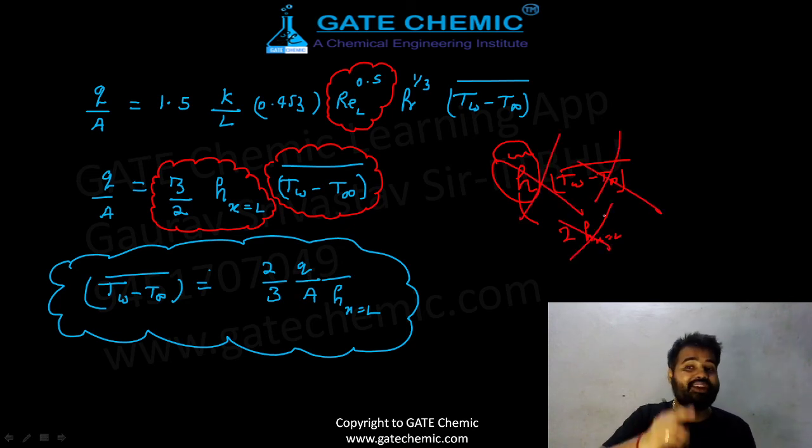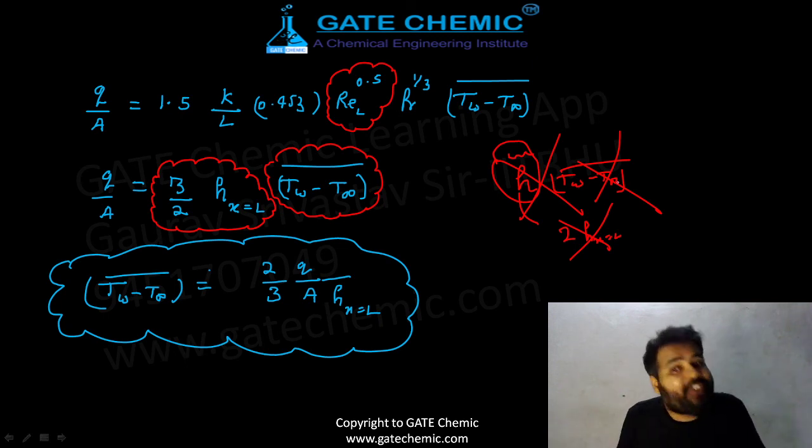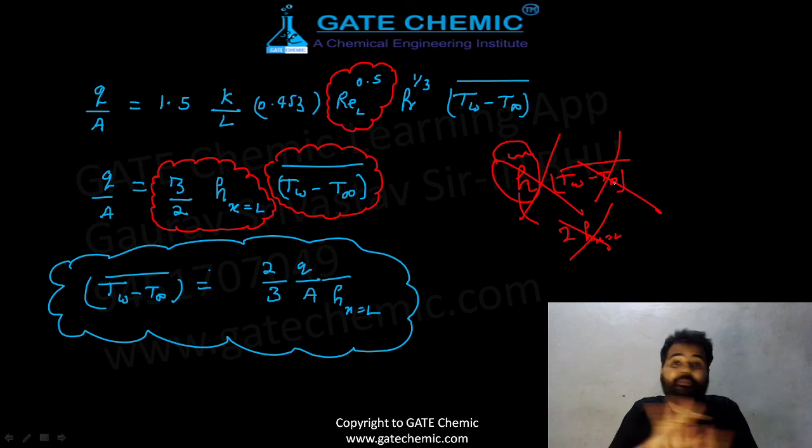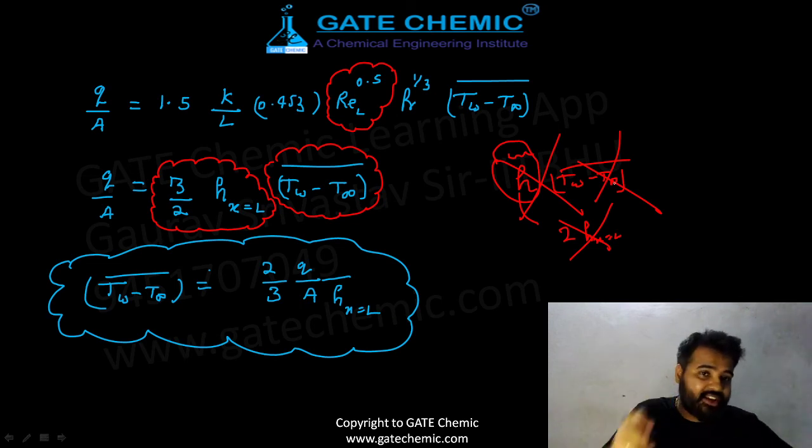because 2hx equals to l you can write there if Tw minus T infinite is there. Tw minus T infinite bar is not there. Is it clear? Just tell me, ये concept clear है? Is it crystal clear? This is one more problem beta.